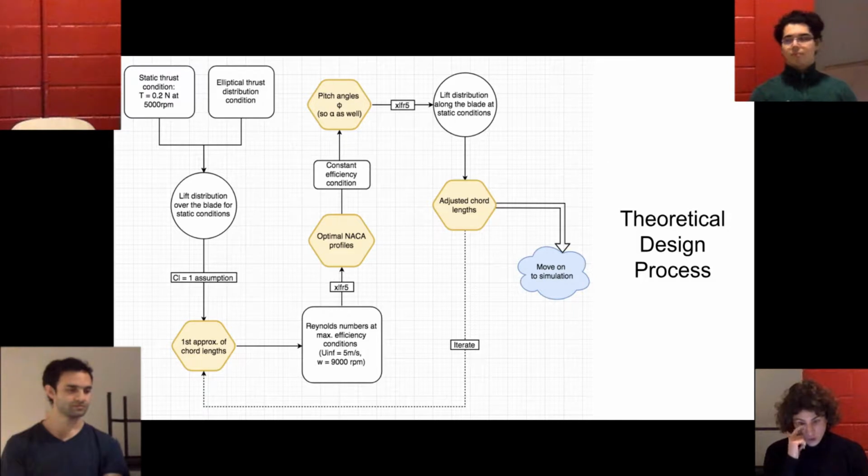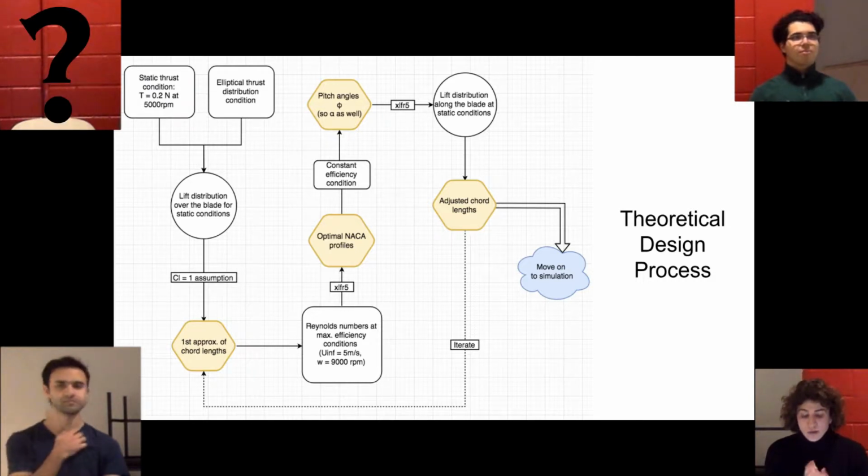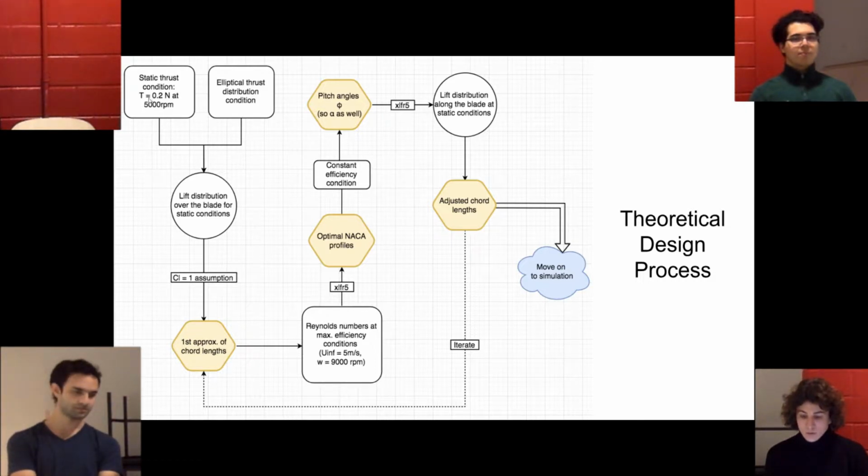So this is a flow chart of the process that we use to get some results, to get some design criteria that we could use to make a first design of a propeller. So we started by enforcing the static thrust condition, which was that the thrust must be 0.2 newtons at 5,000 RPM. And combining that with the condition that we wanted the thrust distribution to be elliptical, we get a lift distribution over the whole blade.